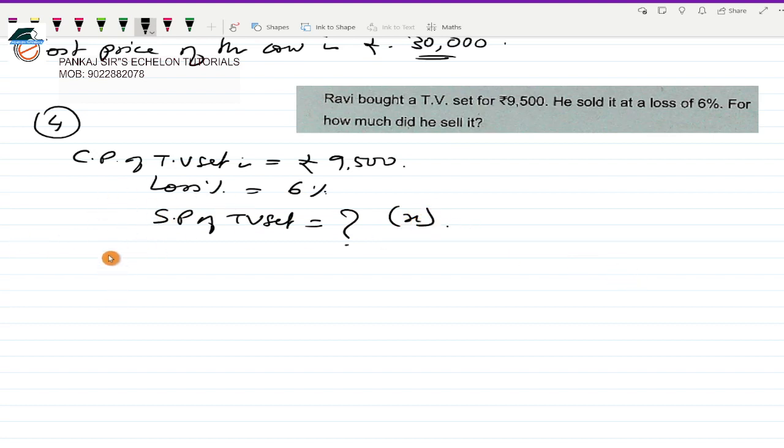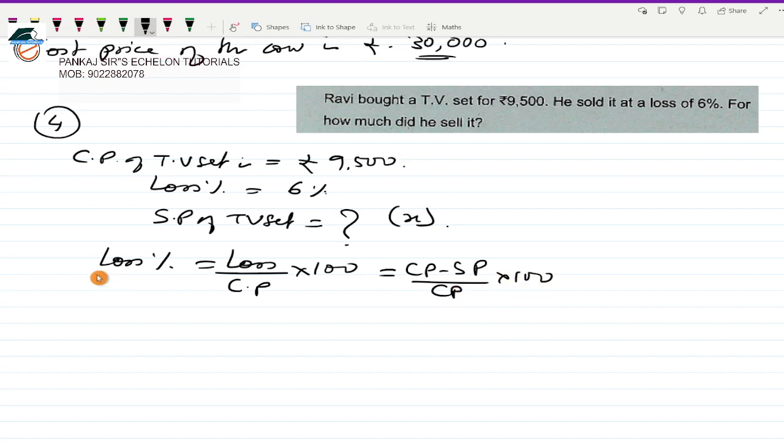Here we are going to use the same formula. Loss percentage is equal to loss divided by cost price, or let me write CP, divided by CP times 100. Loss will be CP minus SP upon CP into 100. Now let me plug in the values. Loss percentage is given as 6%, so I'll put 6 over here. And cost price is 9,500 minus selling price, which I have taken as x, upon cost price 9,500, into 100.